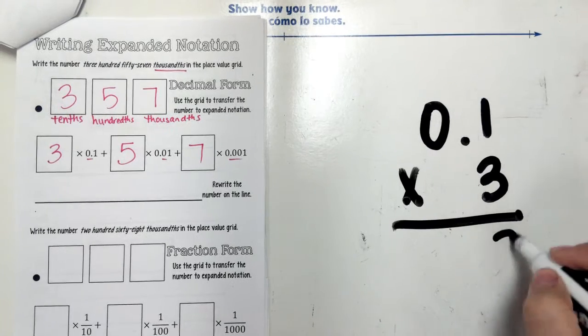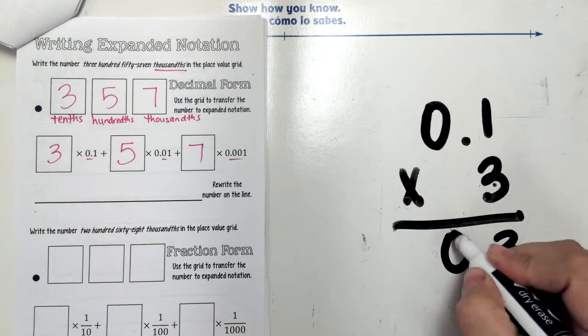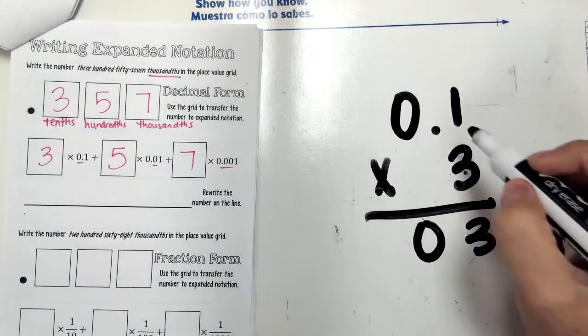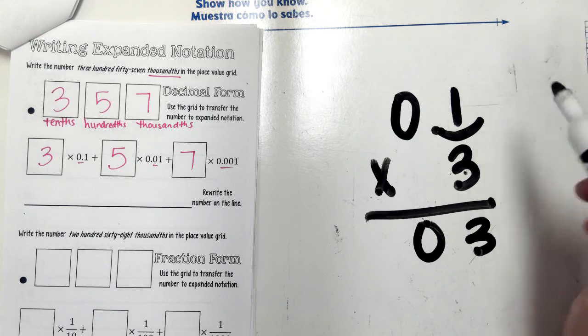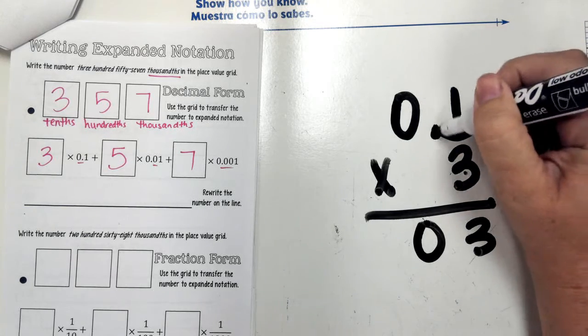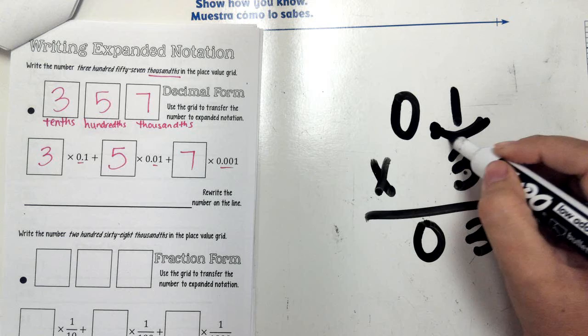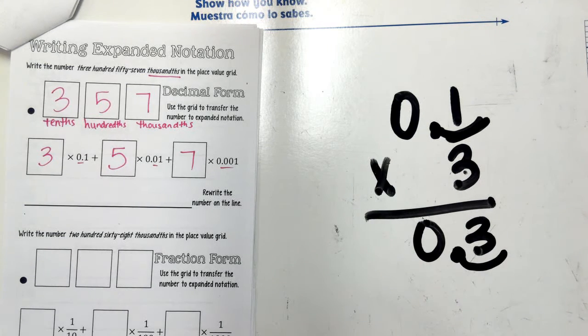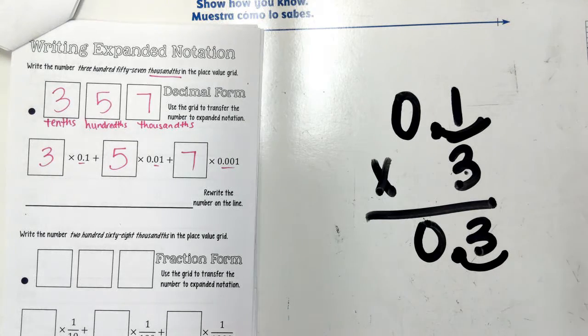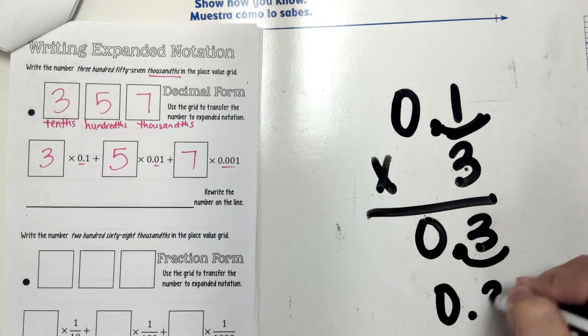3 times 1 is 3. 3 times 0 is 0. In multiplication, you count the number of place values behind the decimal, or to the right of the decimal. So in this one, we just have 1. So we're going to make our answer have 1. Okay, so that's going to give us that this is going to be 3/10.